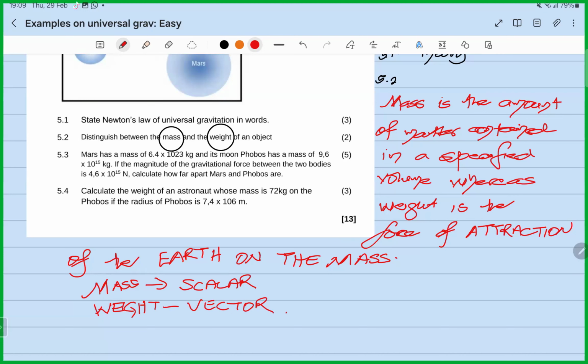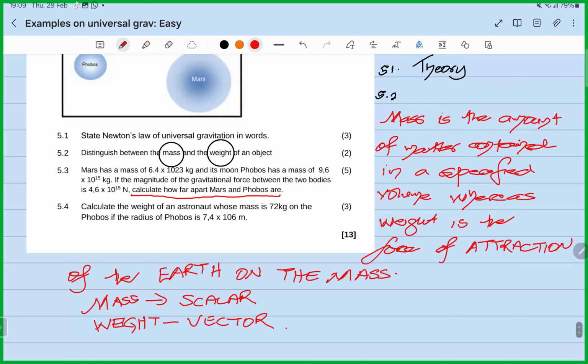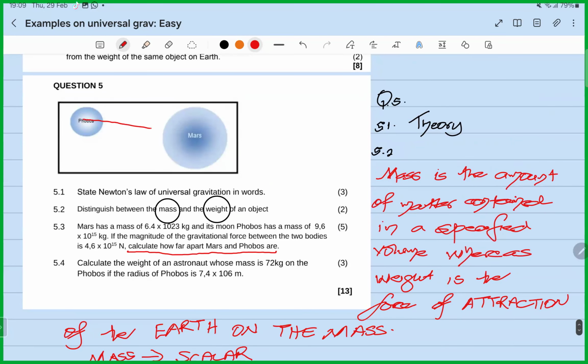Mars has a mass of 6.4 times 10 to the 23 kilograms, and its moon Phobos has a mass of 9.6 times 10 to the 15 kilograms. If the magnitude of the gravitational force between the two bodies is 4.6 times 10 to the 15 newtons, calculate, now this is a very vague question, huh? Calculate how far apart Mars and Phobos are. It should state after that with respect to their centers. Because when we're calculating that distance of separation, we're calculating it from the center of Phobos to the center of Mars.